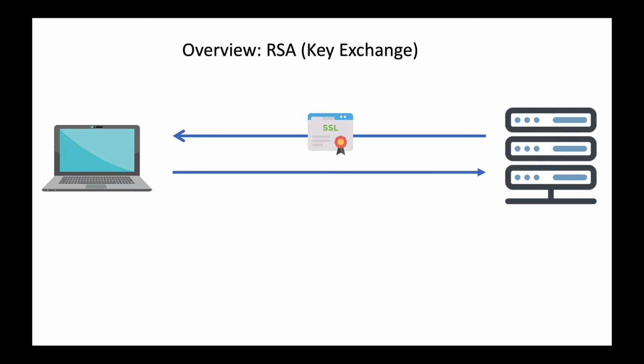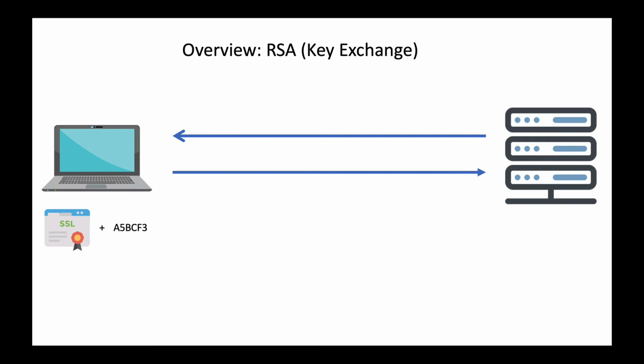Let's start with RSA. If we use RSA, this is what's going to happen. After the client initiates a connection, the server is going to send an SSL certificate back to the client that contains the server's public key. After receiving the SSL certificate from the server, the client is going to extract the public key from the certificate, and it's going to use that public key to encrypt a secret.